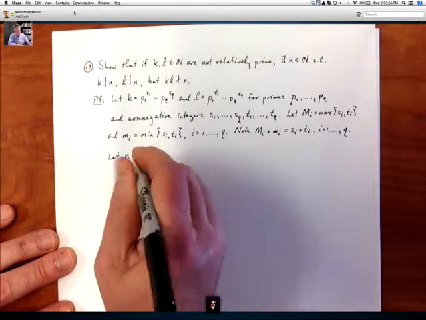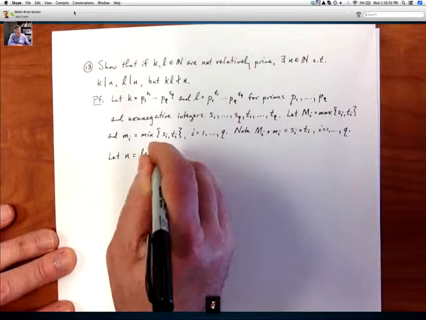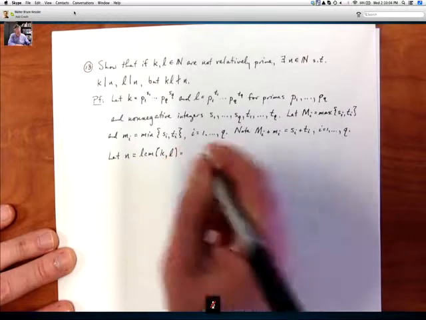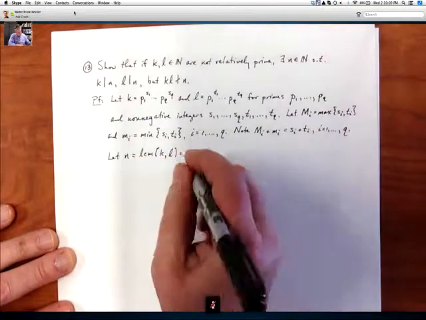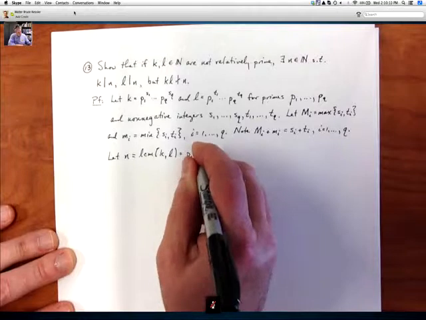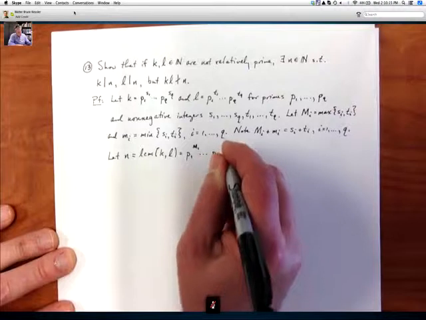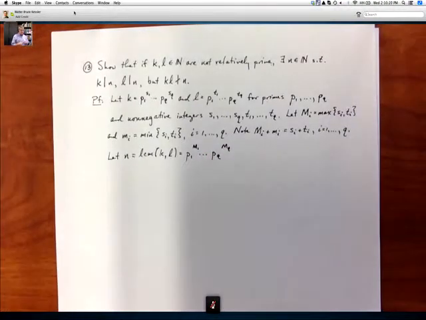So here's my n. Let n be the least common multiple of k and l, which we find by taking the max of these powers of p: p1 to the capital M1, dot dot dot, out to p sub q, capital M sub q. The reason you've got to use the max is to make sure it's a multiple, but you don't want anything over the max or it won't be the least multiple, okay?